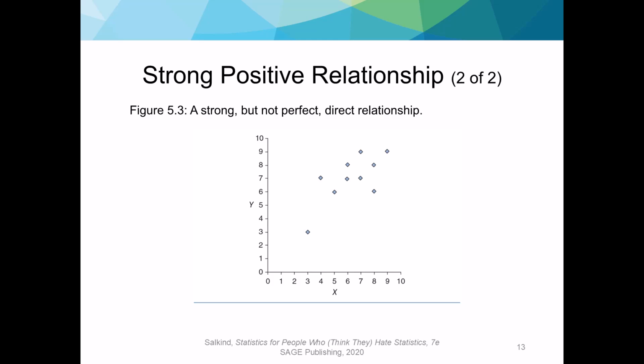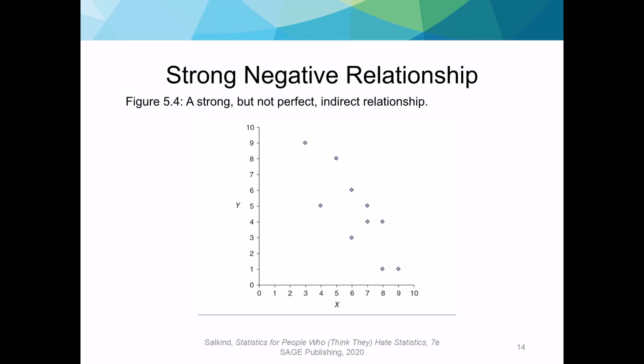This slide shows a more realistic scenario, a strong but not perfect direct relationship. You can clearly see the upward trend, but there's some variability in the data points. They don't all fall on a single line. And here we see a strong but not perfect indirect relationship. The data points clearly trend downwards, showing that as the x variable increases, the y variable tends to decrease.